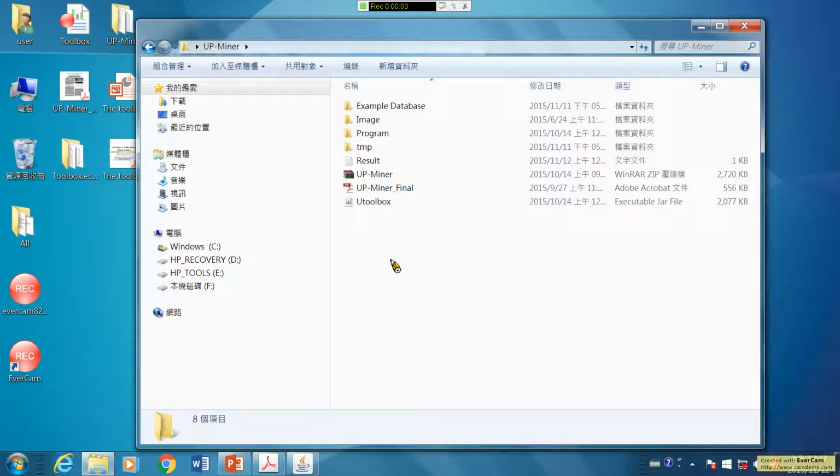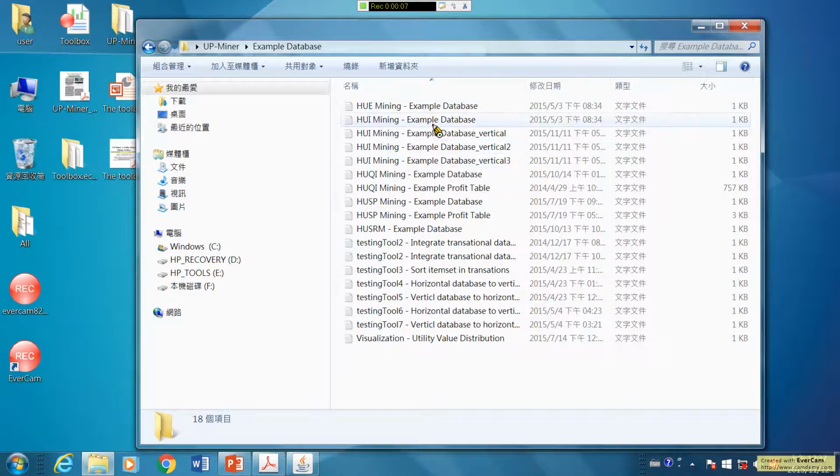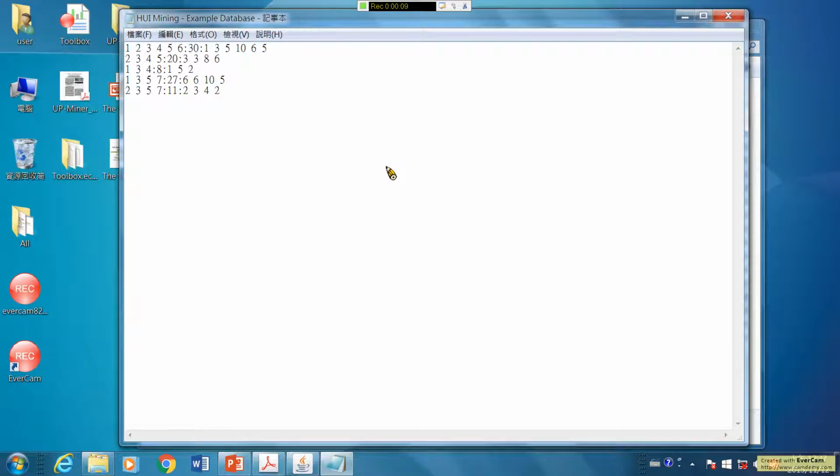We first introduce the input data formats. The first part of the record represents items in the transaction. The middle part represents the total utilities of these items, while the last part represents the utility of individual items from the transaction.